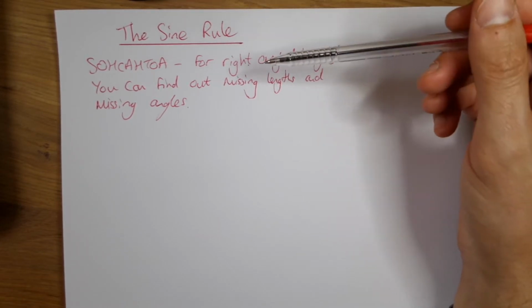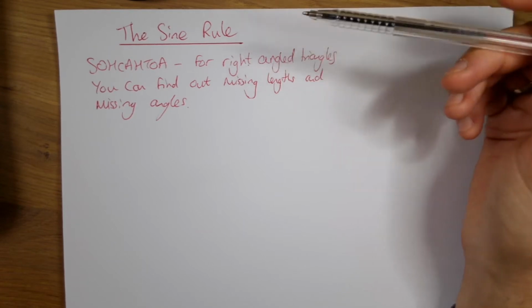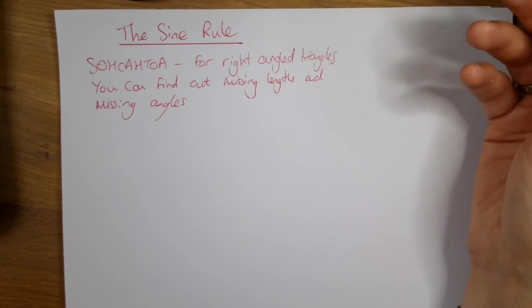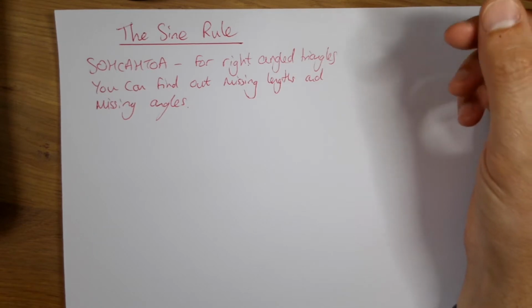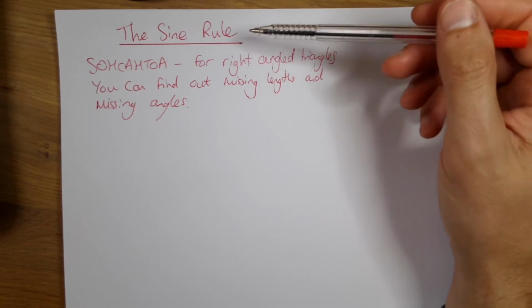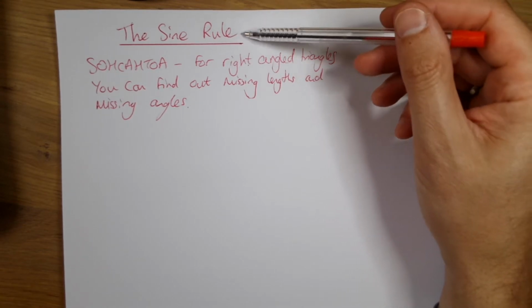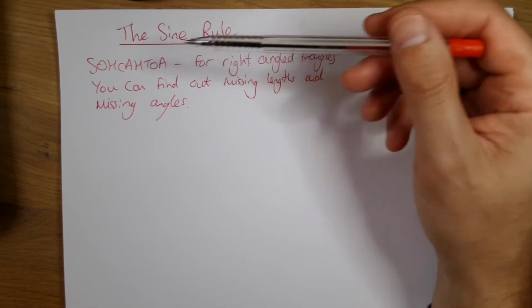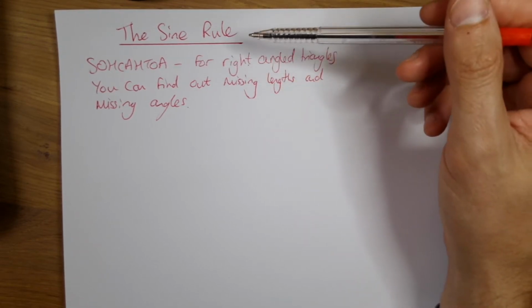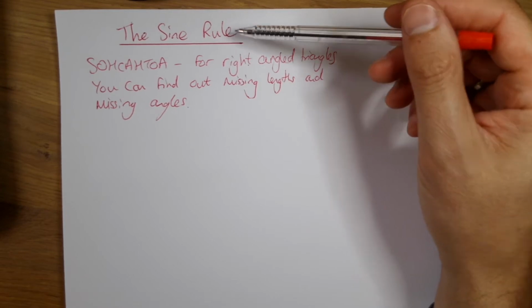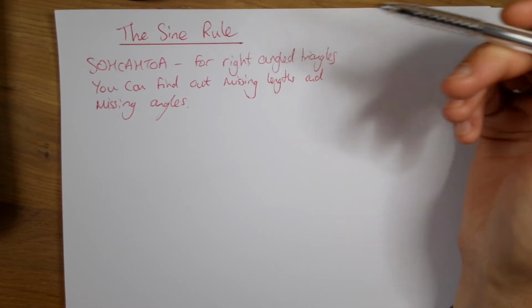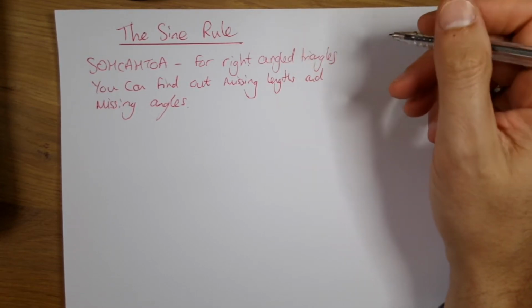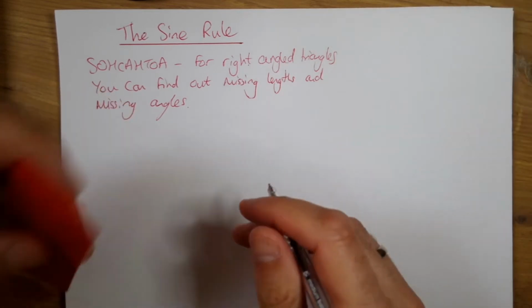So the sine rule works for any triangle. It will work for non-right angled triangles, and actually it will also work for right angled triangles. You might actually use this sometimes when perhaps you should be using it. That's possible. Let's get straight into it. Let's show you what the sine rule is, and we'll show you some examples of how you can use it.